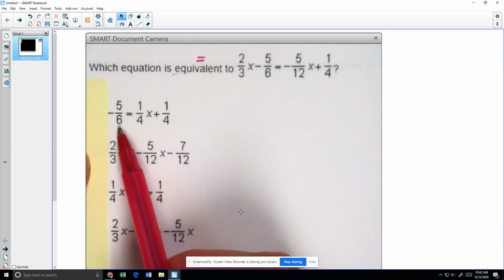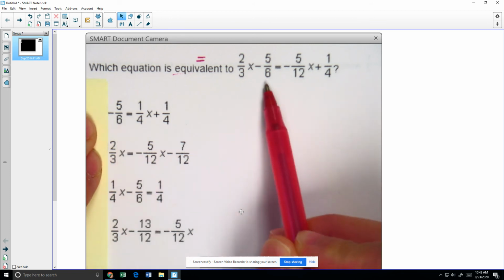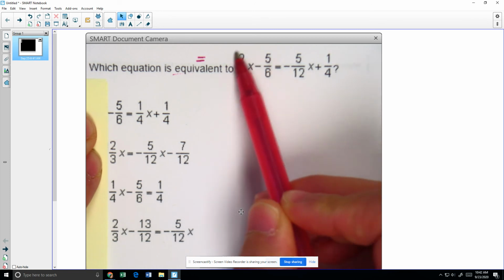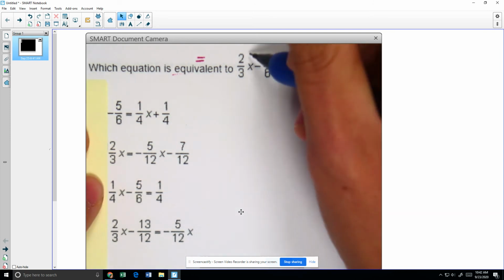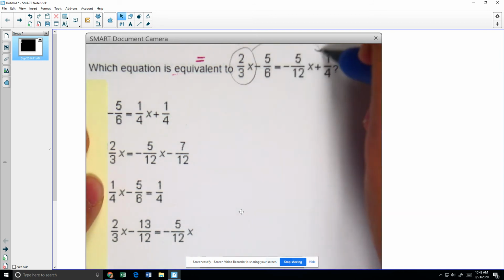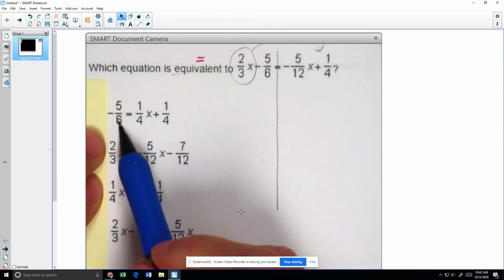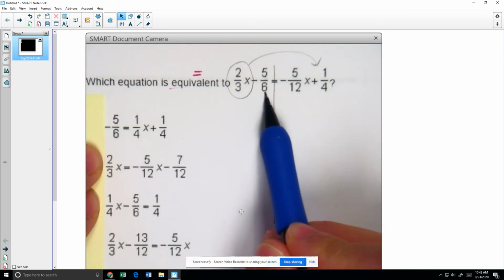So look at your answer choices. For this one, it starts with negative 5/6. Do you see how there's a negative 5/6 here? So does that make sense that technically this person took the 2/3 X and moved it to this side to end up with negative 5/6? Does that make sense? That maybe that's what they did?